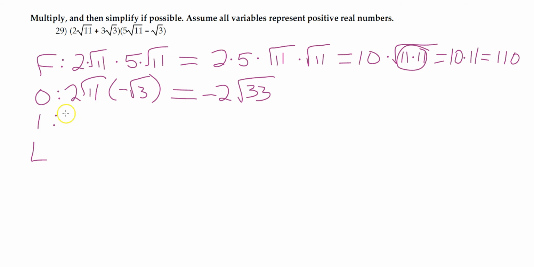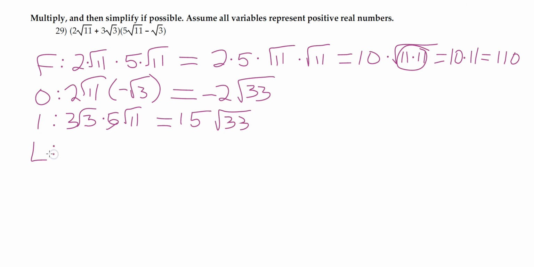Now to the inner product. The inner product, we have 3 square root of 3 times 5 square root of 11. And numbers on the outside multiply together, so that's 15. And numbers on the inside multiply together, square root of 33.